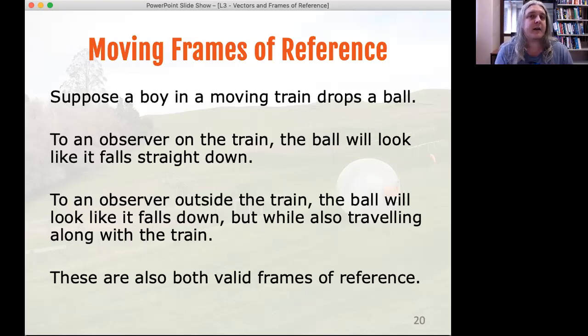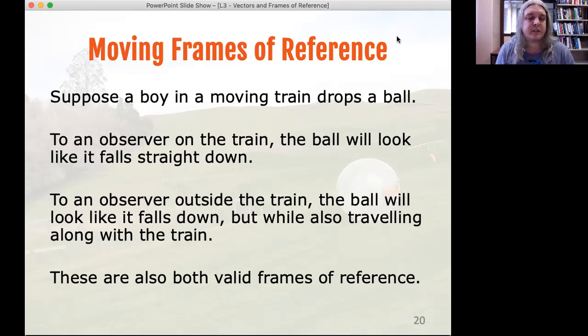But if you were outside the train, imagine the train had one big glass wall for some reason, and you could see in, and you could see this boy drop his ball and it falls straight down for him. For you, it wouldn't look like it's falling straight down, because as it's falling, the whole train, including the boy and the ball and everything inside it, is moving along at some velocity determined by how fast the train is moving. So that means that the ball, when you're outside the train, would not look like it's fallen straight down. It would look like it's fallen in essentially a parabola.